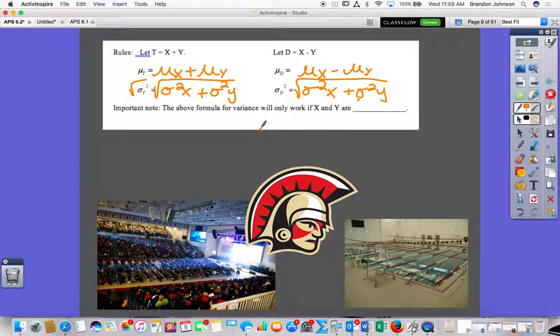Okay, Emily? Hold on just a sec, Max. Go ahead, Emily. For subtraction, do we always use x to subtract y, or does that matter? Like, how are we subtracting it? Great question. It does not matter in terms of this formula. For the mean, it would, because if I did y minus x, then it would just be like a regular subtraction problem. I would take the mean of y and then subtract the x. Does that make sense? Because I did x minus y here, that's why I did the mean of x minus the mean of y. Does that help you? Yes. That's a great question.